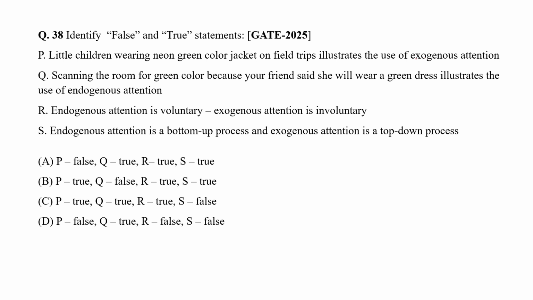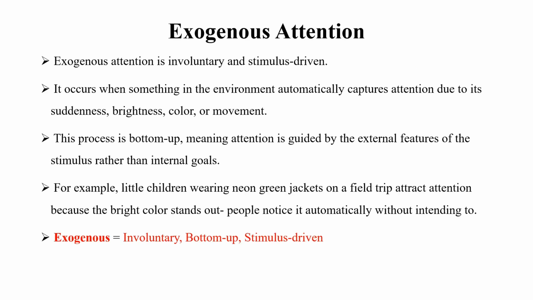So now let's first try to understand what is this exogenous and endogenous attention. Then let's get back to the question. So first let's start with exogenous attention. Exogenous attention is something which is involuntary and stimulus driven. So basically, exogenous attention occurs when something in the environment automatically captures attention due to its suddenness, brightness, color, or movement. If there is something out of the blue, which is very bright or colorful, or which you would not have expected, and randomly a certain stimulus is presented in the environment, our attention goes there very involuntarily, and it is basically stimulus driven. That is called exogenous attention.